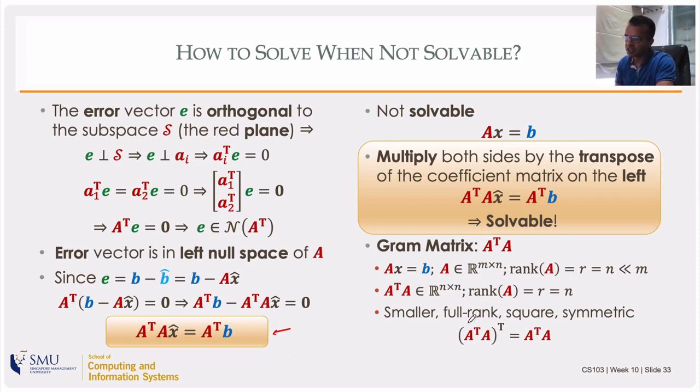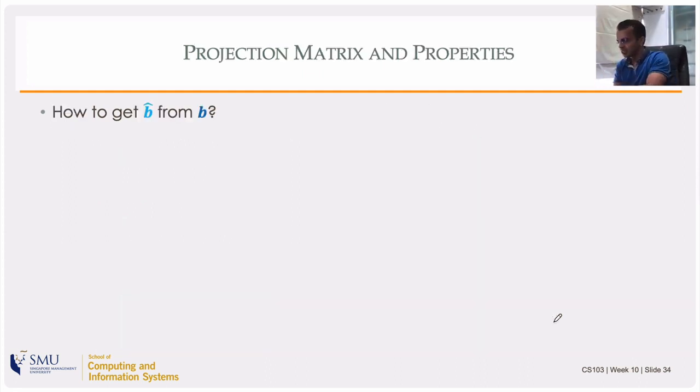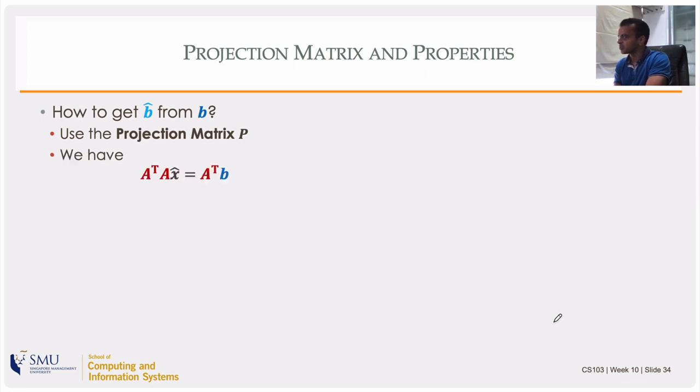It's got other properties which I think we'll talk about in two weeks' time. The smaller matrix is full rank, square, symmetric. We will later call this a positive definite matrix also. So let's look at the properties of the projection matrix once more. How do you get the projection to begin with? So we'll use the projection matrix.